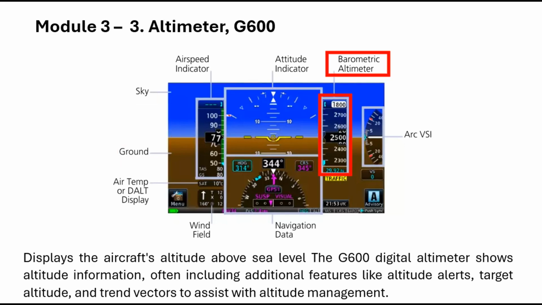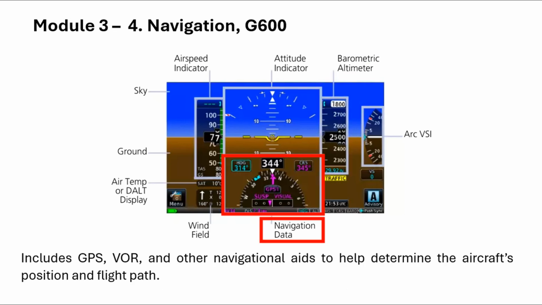3. Altimeter. G600 displays the aircraft's altitude above sea level. The G600 digital altimeter shows altitude information, often including additional features like altitude alerts, target altitude, and trend vectors to assist with altitude management.